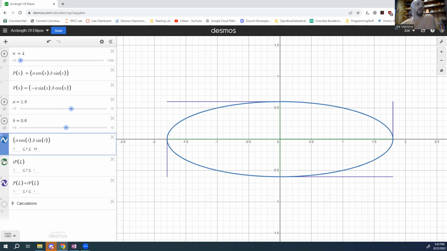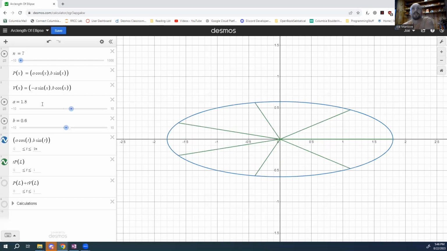Now the blue curve, so I'm turning everything else off. Blue curve is just my path, right? It's a cosine t comma b sine t, goes from 0 to 2 pi, boom, around. I've got this n equals 4. That's a divider, right? So I'm dividing this ellipse into 4 pieces. There's a little bit of calculation nonsense that goes on down here; I'll show you in a second. So what that does is I'm chunking the ellipse into 4 pieces. And so here, let's make it something else so we can see it quick. Now we're chunking it into 7 pieces.